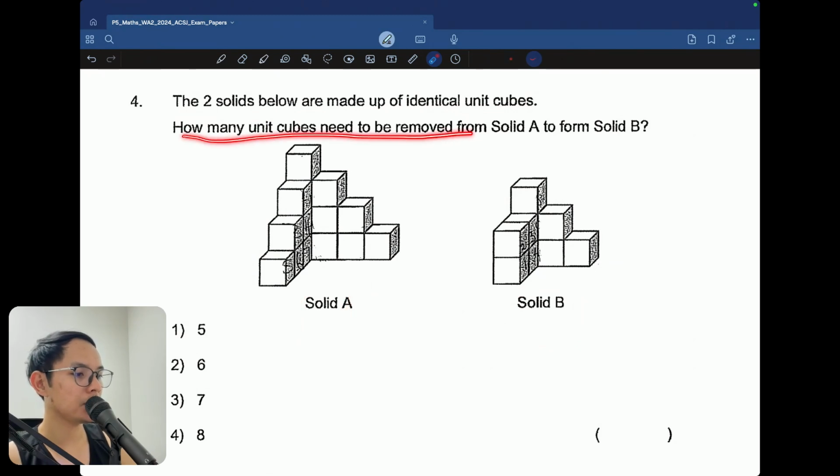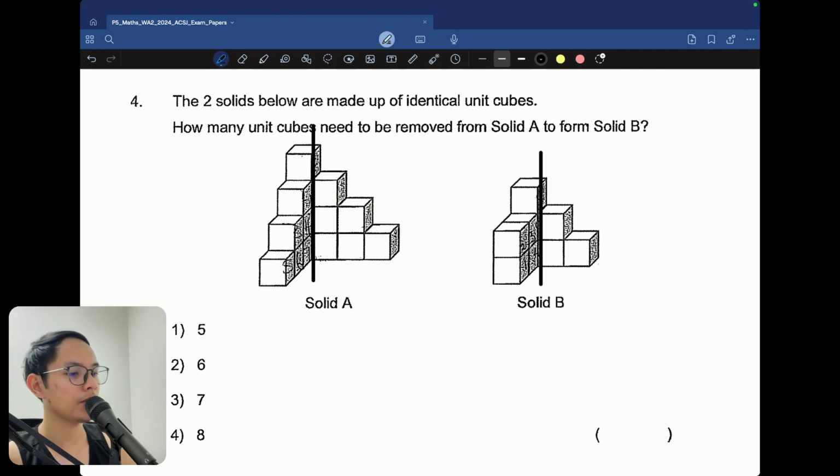How many unit cubes need to be removed from solid A? So usually what I like to do is to cut this in the middle over here and over here as well, so it's easier for us to count. So we have our left side, and then we also have our right side as well. So this is solid A, and solid B will be the same, left side and also the right side.